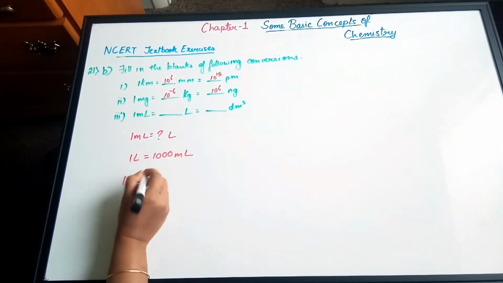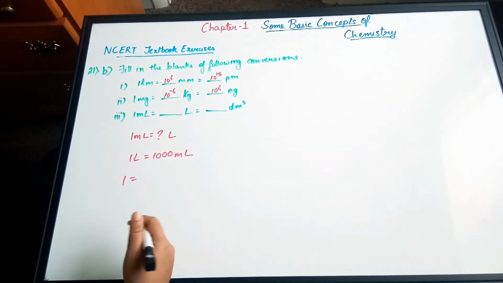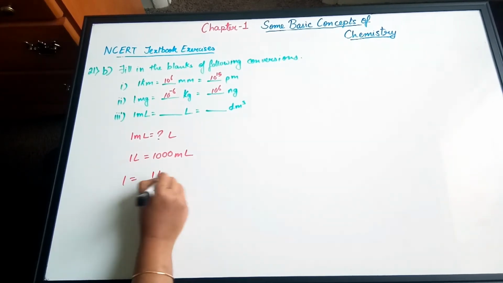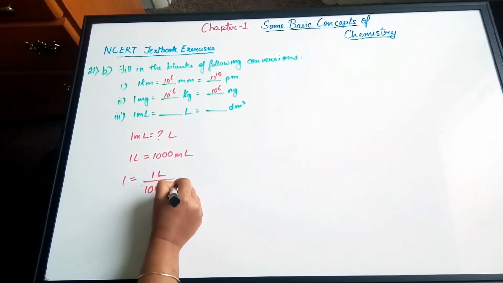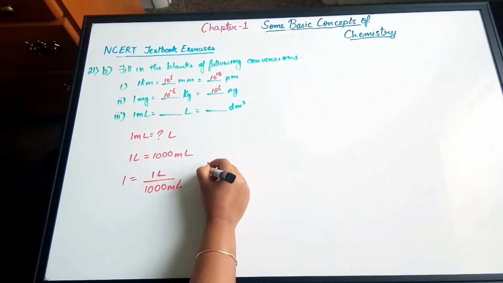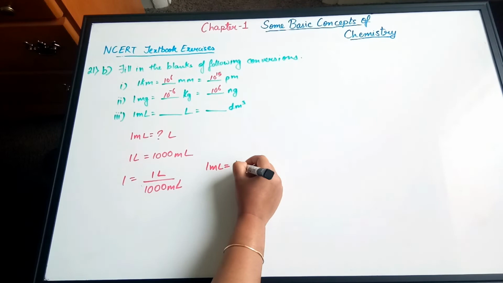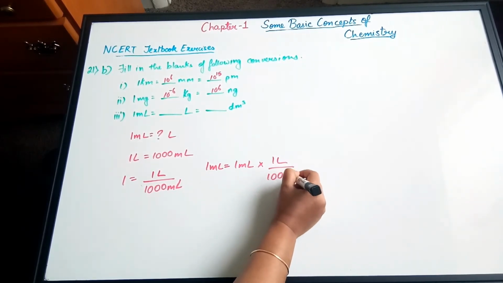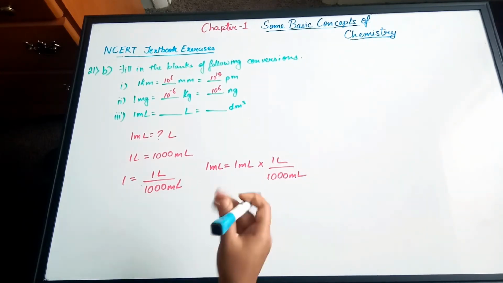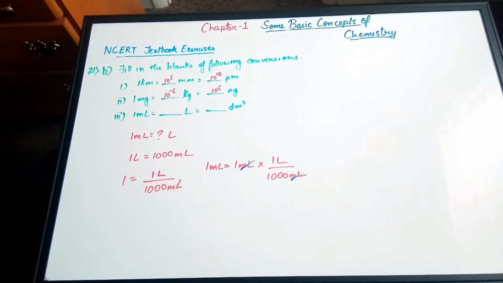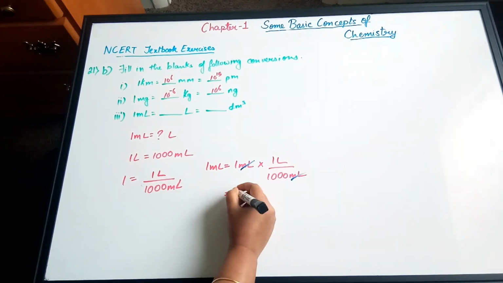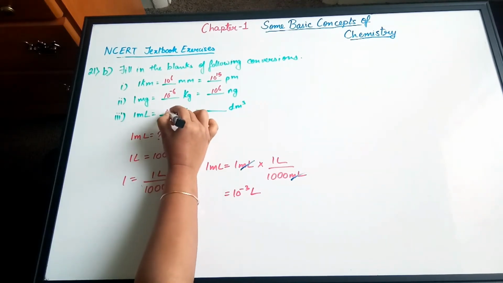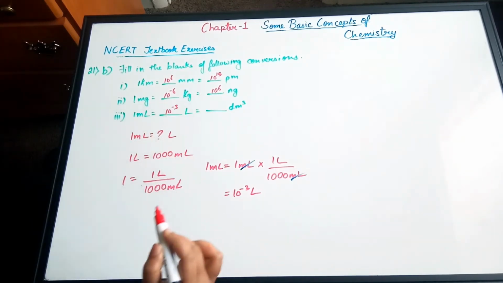So our unit conversion factor, because ml is in the numerator, you will want it to be on the denominator. So 1 equals 1 liter divided by 1000 ml. So we have to substitute 1 ml equals 1 ml into 1 liter divided by 1000 ml. ml and ml get cancelled, and so we get 10 to the power minus 3 liters. So here 1 ml is 10 to the power minus 3 liters.